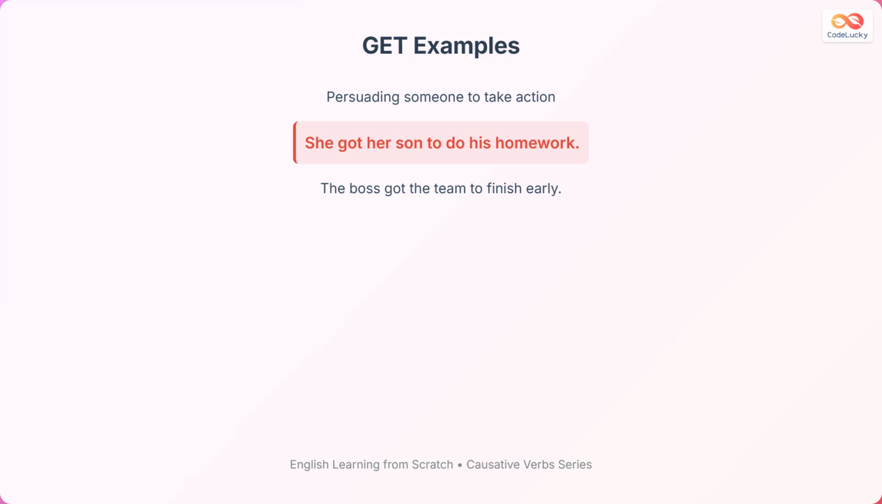You can use get when persuading someone to take action. For example, she got her son to do his homework. Or, the boss got the team to finish early. In both cases, someone convinced another person to do something.